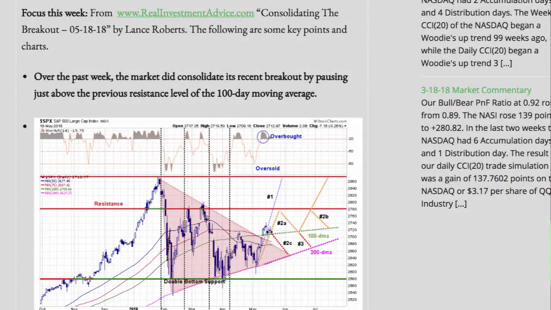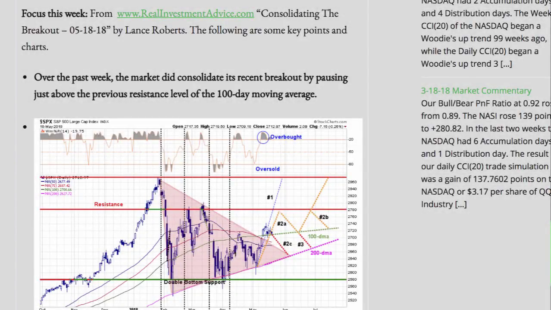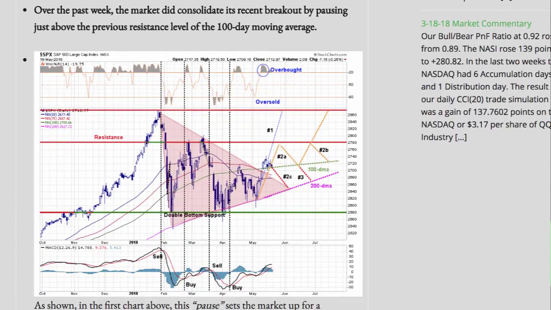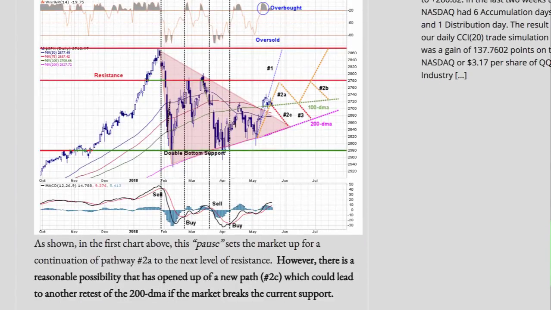Focus this week from www.realinvestmentadvice.com. Consolidating the Breakout by Lance Roberts. The following are some key points and charts. Over the past week, the market did consolidate its recent breakout by pausing just above the previous resistance level of the 100-day moving average. As shown in the first chart above, this pause sets the market up for a continuation of pathway number 2 to the next level of resistance.